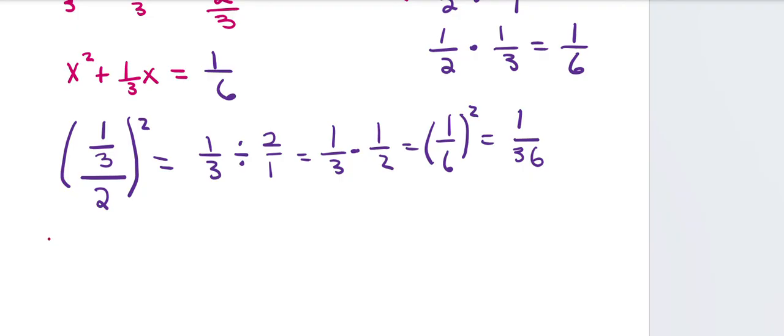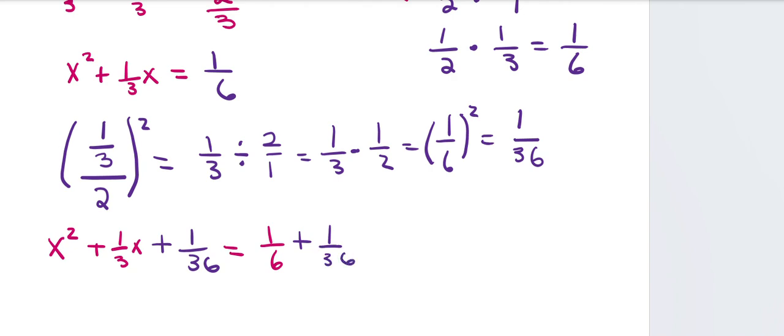So I have x squared plus 1 over 3x, put this in different color, plus 1 over 36 equals 1 over 6 plus 1 over 36.